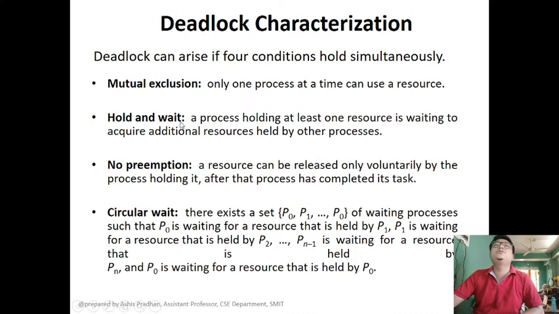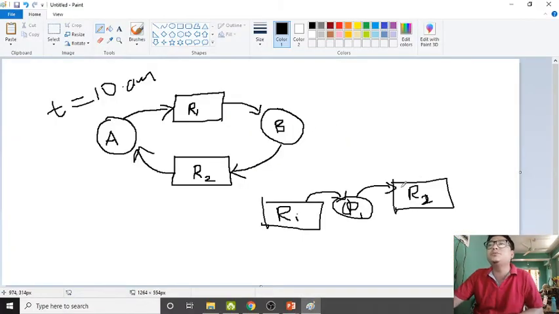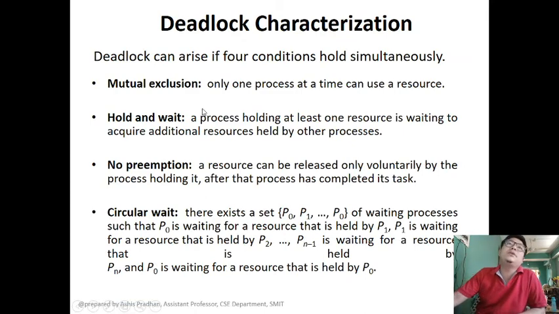There should be at least one process holding one resource and waiting for some additional resource, and this additional resource is R2. So P1 is requesting for R2, but R2 is busy with somebody else. So this situation should be there. This is our second criteria for a deadlock to occur.